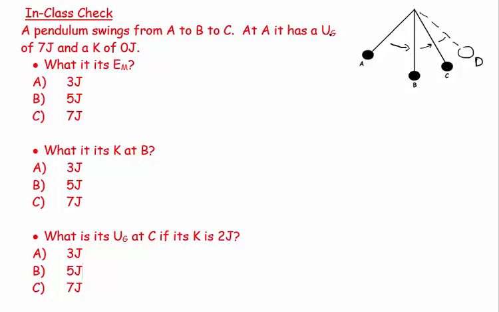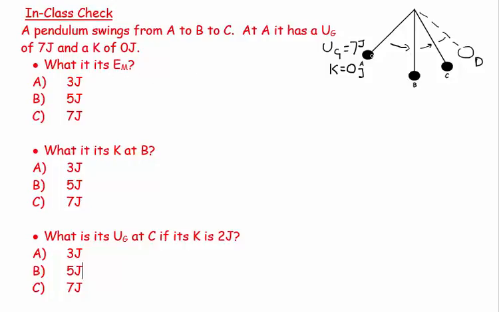At A, it has a gravitational potential energy of 7. So this would be UG equals 7 joules and a kinetic energy of 0 joules. And I'm going to basically ask questions about different values for the gravitational potential energy and different values for the kinetic energy at different points. So the first question is, what is the EM, which is the mechanical energy?